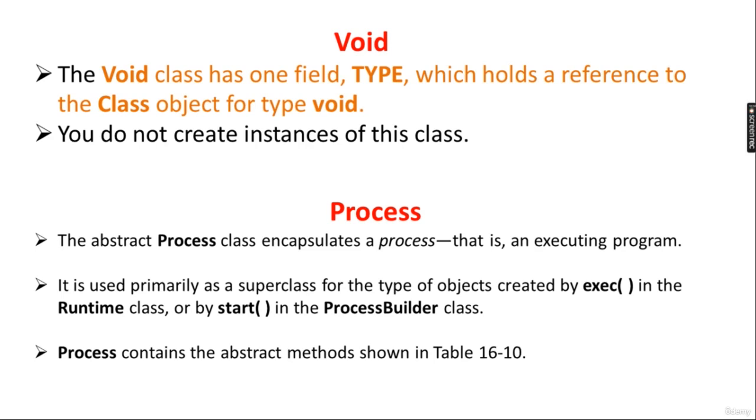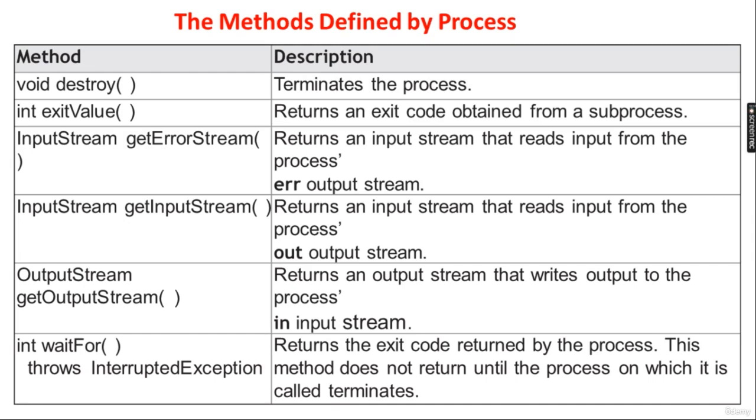Okay, so Process contains the abstract methods. void destroy() terminates the process. int exitValue() returns an exit code obtained from a subprocess. InputStream getErrorStream() returns an input stream that reads input from the process's error output stream. InputStream getInputStream() returns an input stream that reads input from the process's output stream. OutputStream getOutputStream() returns an output stream that writes output to the process's input stream. Then int waitFor() throws InterruptedException returns an exit code returned by the process. This method does not return until the process on which it is called terminates.